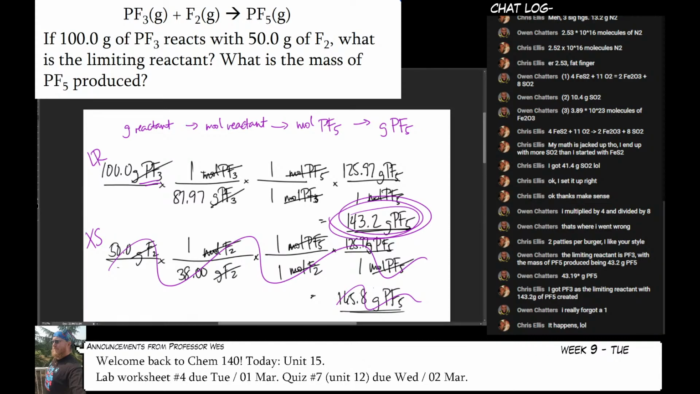All right. So that's how we do those types of problems. We are out of time. We'll do another one of these next week on Monday, and then we'll do percent yield, and we'll finish off chapter 15, and we'll move on to unit 16.